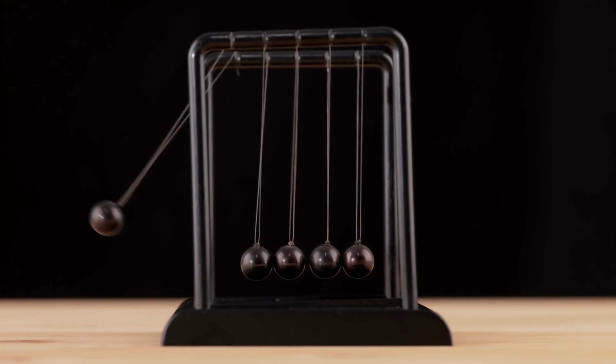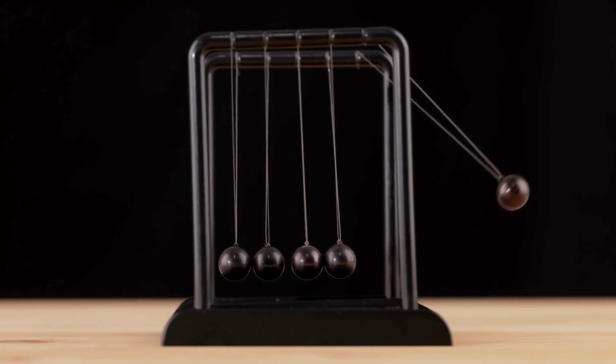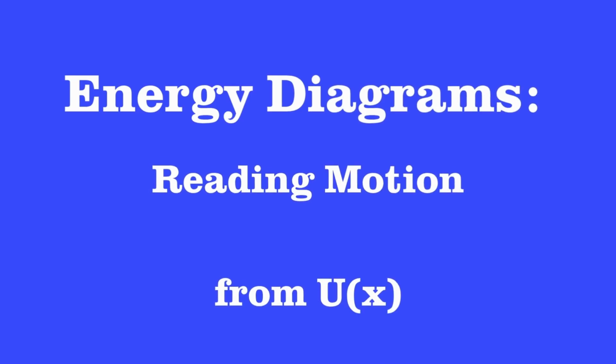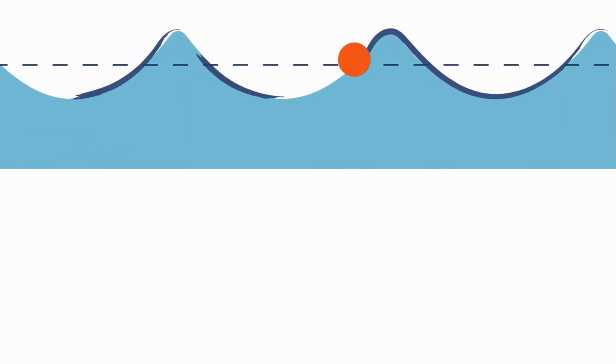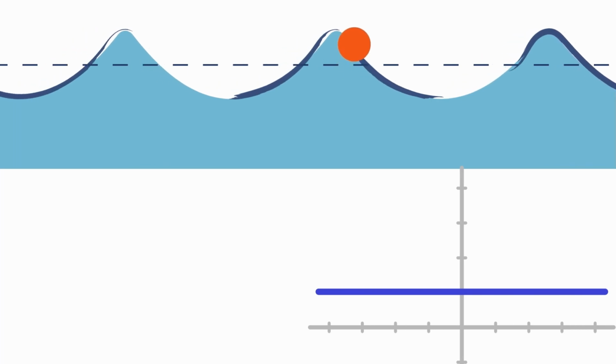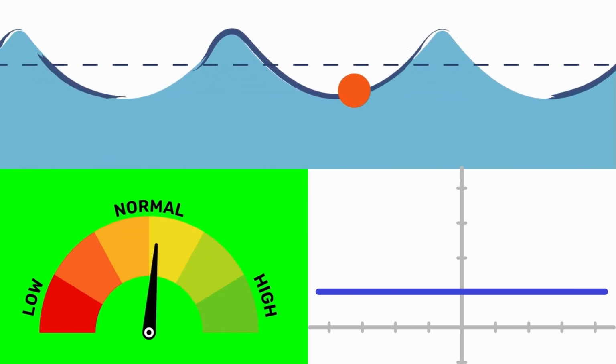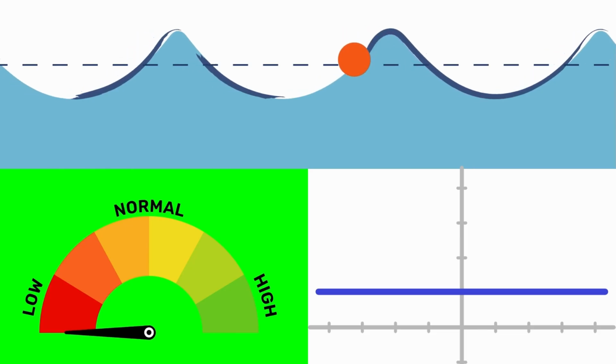Now, let's zoom out and see how energy diagrams explain this. In this video, you'll learn how to read energy diagrams U versus X, find stable, unstable, or neutral equilibria, and use the total energy line, or E, to spot turning points and where motion is fastest.